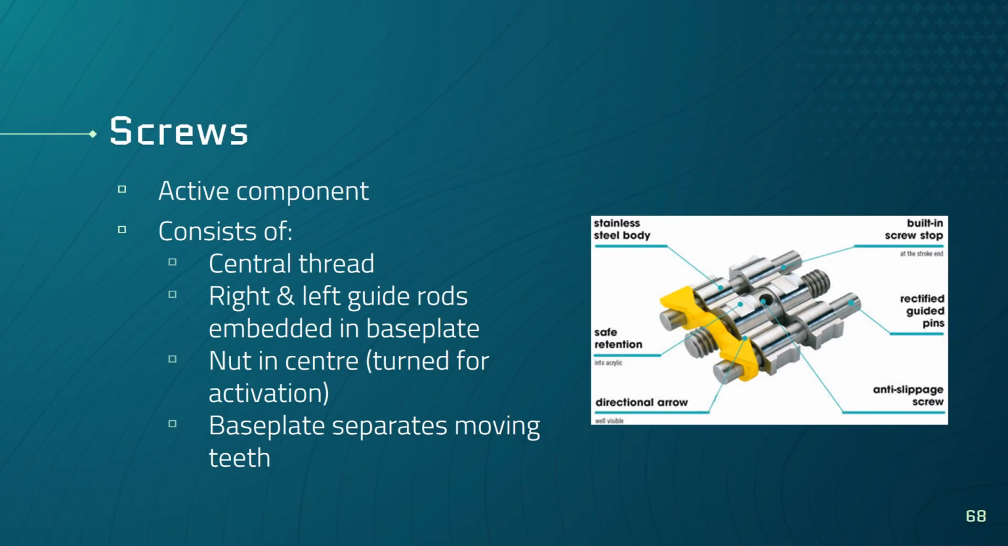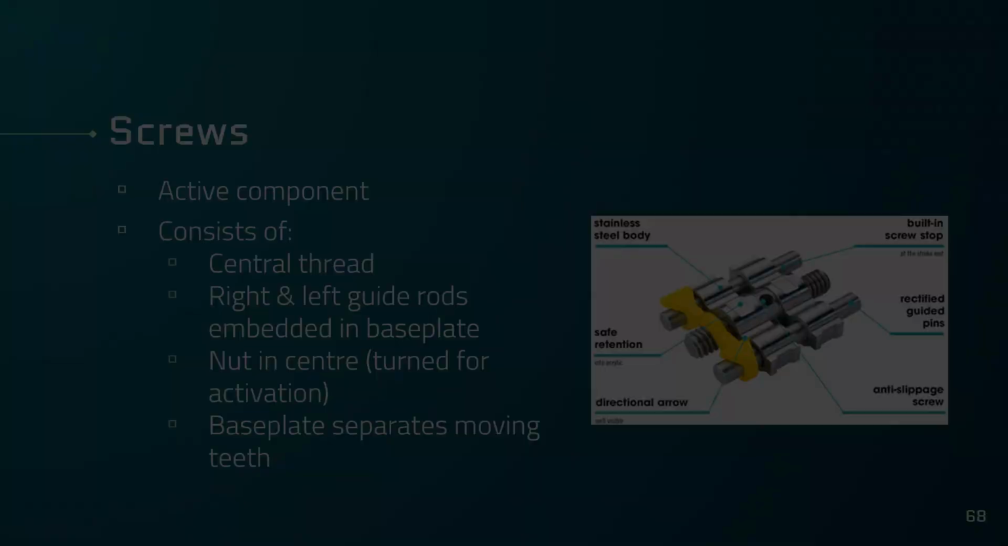Now screws. Screws are also a form of active component. They consist of a central screw thread, and they have right and left guide rods embedded in the base plate. There's a nut in the center of the screw which can be turned for activation, and the base plate separates the moving teeth.